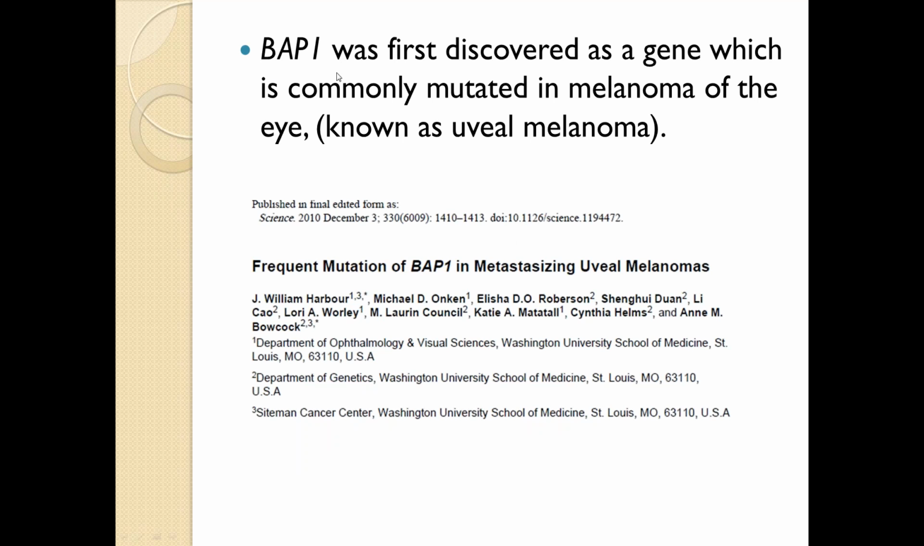So interestingly, the BAP1 or breast cancer associated protein 1 gene was first discovered as a mutated gene in melanoma of the eye called uveal melanoma. And this paper that was published in Science in 2010 indicated that the majority of patients having this melanoma in the eye, uveal melanoma, which is a rare tumor, have mutation in this BAP1 gene, and this particular type of melanoma, in the presence of this mutation, was quite aggressive in behavior.